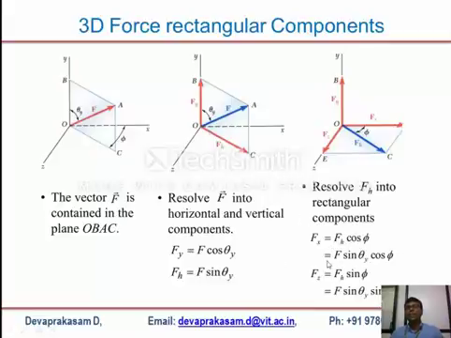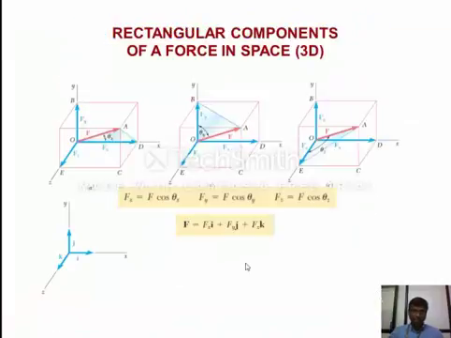So Fx is equal to F sin theta, y direction cos phi. So Fz is equal to Fh sin phi, that is F sin theta sin phi. So Fy is equal to F cos theta. So this is the way you can resolve a force in space acting on a particle into various Fx, Fy, Fz components.